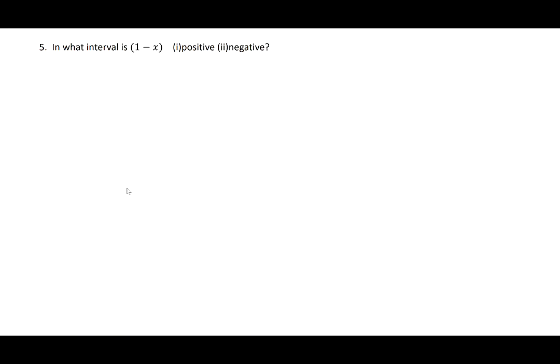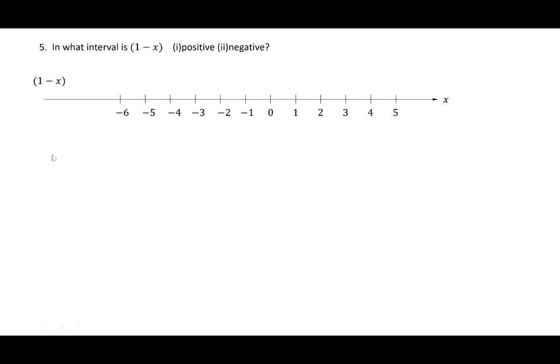In what interval is 1 minus x positive and negative? Well, again, the number line. 1 minus x, set this equal to 0 and solve for x. You get x equals positive 1. Draw a big vertical bar at 1. To the left, positive or negative? Up until now, x minus 1, x plus 1, x plus 2, all kinds of things, left was negative, but watch out. This is actually positive on the left.